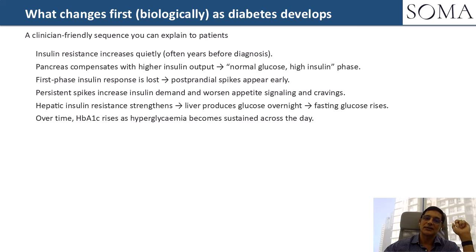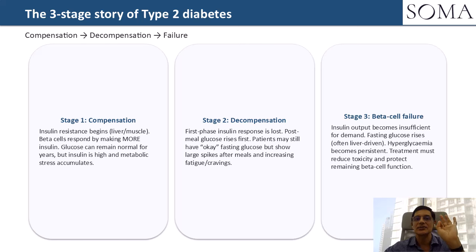That stage is often labeled pre-diabetes or insulin resistance, but biologically it is already diabetes physiology in motion, just still compensated. Over time, chronic high insulin demand creates stress on the beta cell. The beta cell begins to lose efficiency. The earliest functional change is usually loss of the first phase insulin response, the rapid burst of insulin that should occur immediately after eating. When the first phase insulin is lost, post-meal glucose rises first. So in many patients, the first visible abnormality is postprandial hyperglycemia, even when the fasting glucose is still relatively normal.